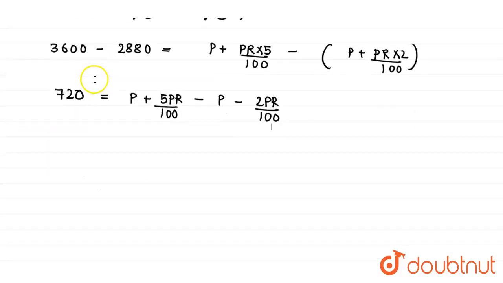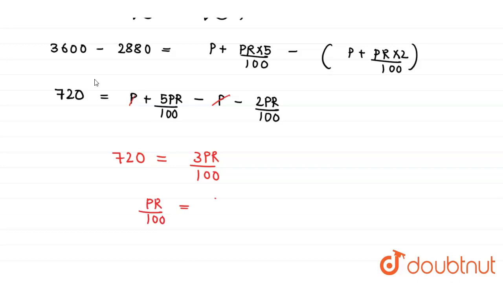Now this P and this P get cancelled. So 720 will equal 5PR minus 2PR, that is 3PR by 100. So value of PR by 100 will be 720 divided by 3, that is 240. So PR by 100 is equal to 240. Let us assume this is our equation 3.